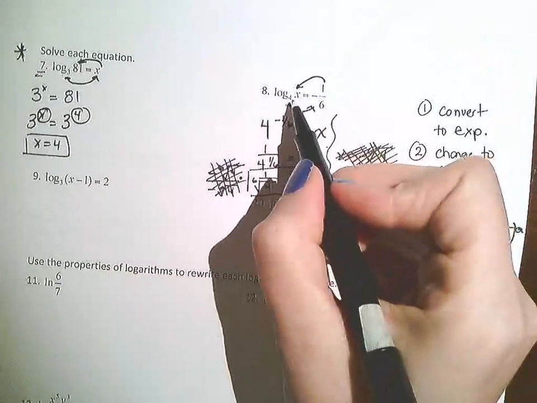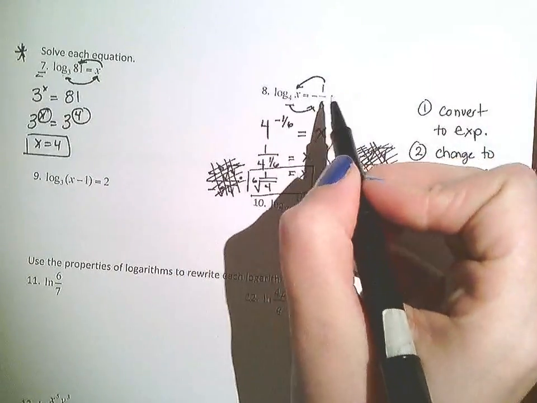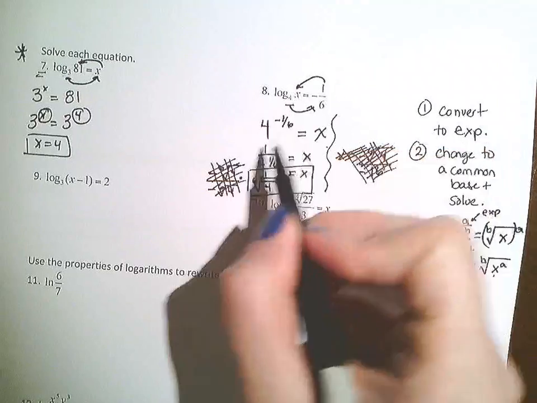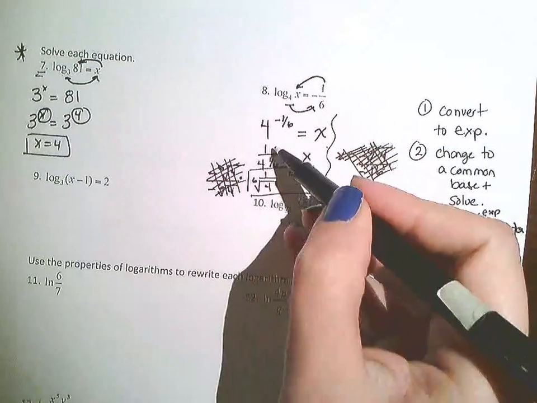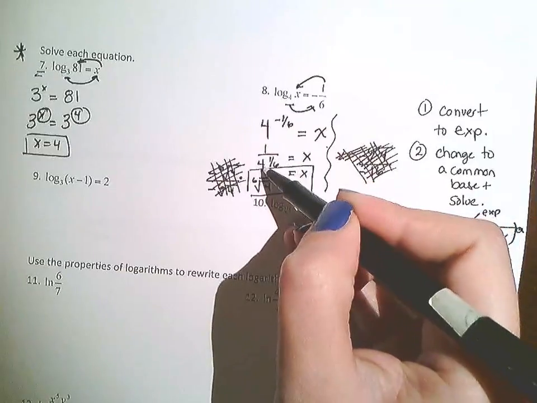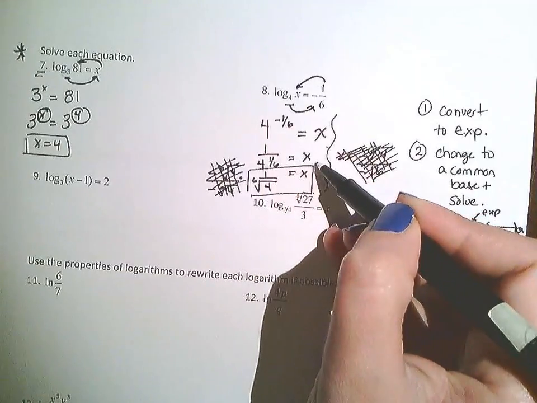Now for this one, we did the same thing. We took 4 raised to the negative 1/6 and it equaled x. We can't have a negative exponent, so we changed it to 1 over 4 to the 1/6 equals x.